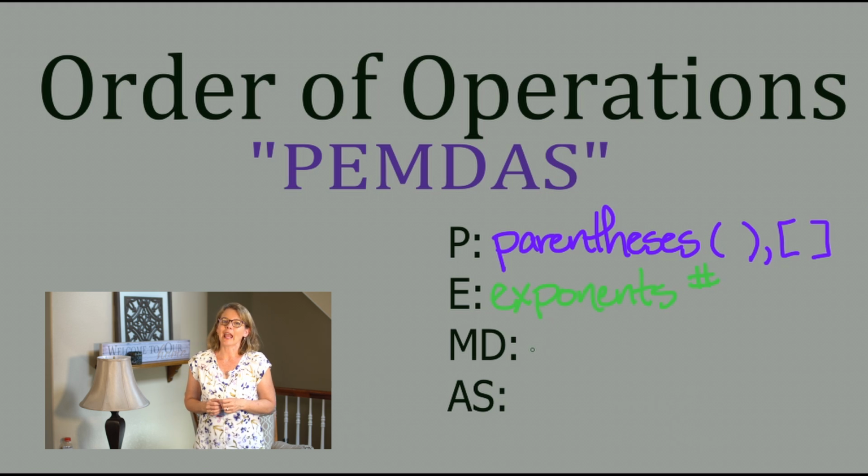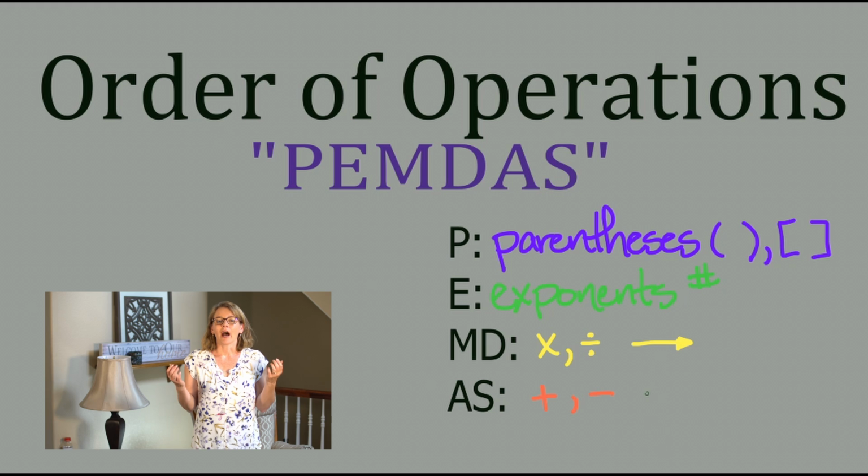MD for multiplication and division. We multiply and divide anything in the order that we see it. See how M and D are on the same line? That means that they are of equal level. So you don't multiply first, you do whichever comes first as you read it, left to right. AS for addition and subtraction. The last things we do are adding and subtracting. I call them the losers because they are the lowest on the list. Once again, they are on the same line, so they are of equal importance, and we do them in order of left to right, even if the subtraction is before the addition.